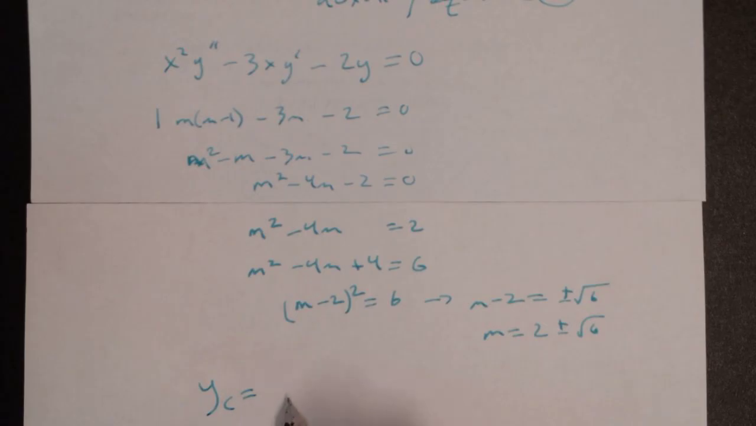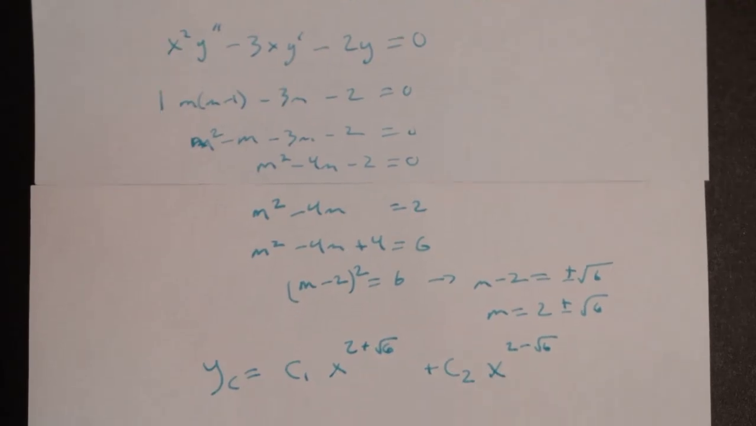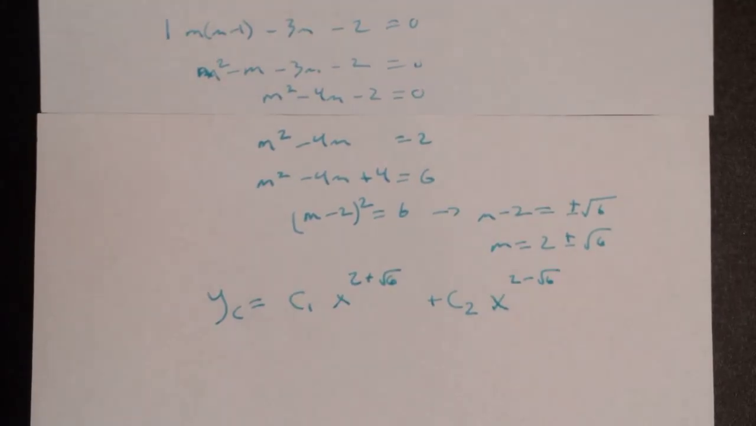y_c is c1 x to the 2 plus root 6 plus c2 x to the 2 minus root 6. x to the m1, x to the m2. Those are my roots. Those become my powers. If you had initial conditions or boundary conditions, you could solve for c1 and c2, just like you did on the homework you just gave me.